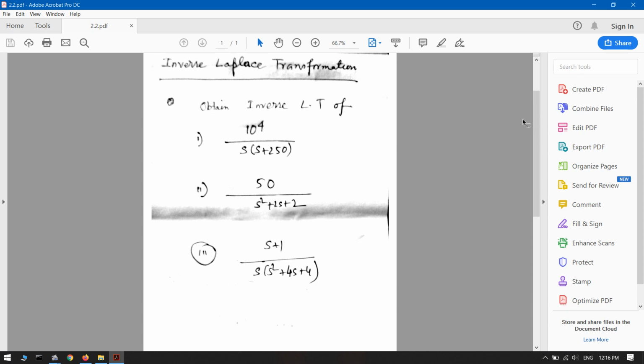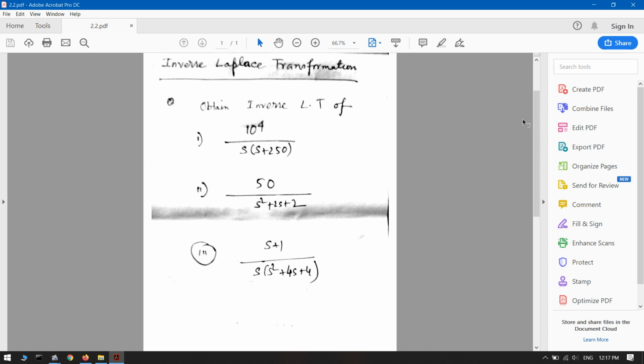Only A. Only A. Isn't it? Actually 1 by S, it is the step function, isn't it? A by S, this is step function. So it will be easy.